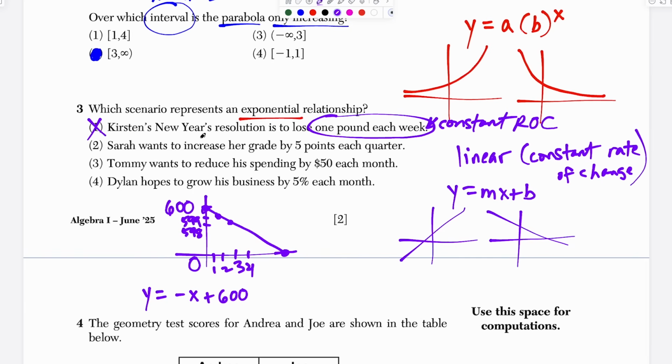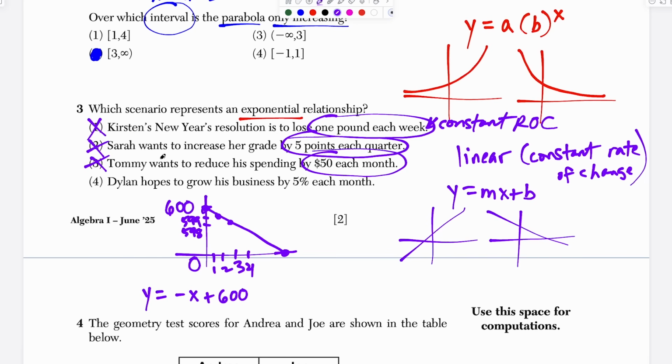Next, we have Sarah wants to increase her grade by 5 points each quarter. So this is once again a constant rate of change because the number of points each quarter she wants to go up by is the same amount. Okay, so 2 is out. Tommy wants to reduce his spending by $50 each month. So once again, constant rate of change, $50 each month.